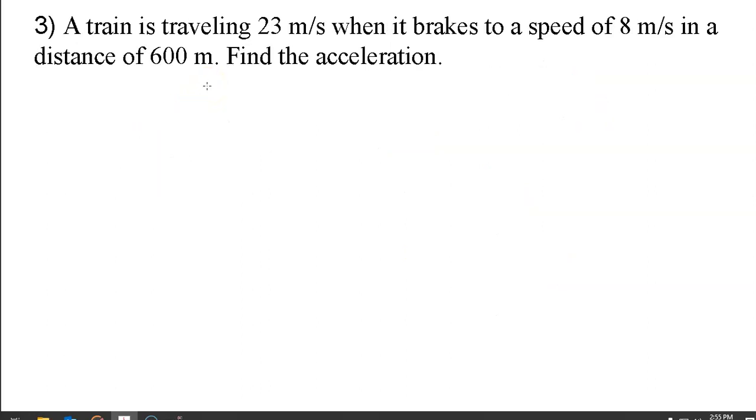Okay. A train is traveling 23 meters per second. It brakes to a speed of 8 meters per second in a distance of 600 meters. Now, this is the first proper kinematics problem that we've had today. So let me just remind you, all we're trying to do is find the numbers. I got 1 number, 2 numbers, 3 numbers, 4 numbers. Okay? And it helps me to make a list or see a little picture.